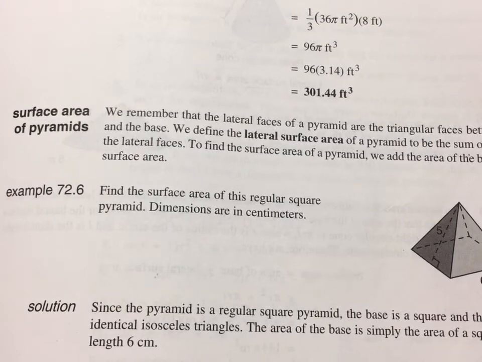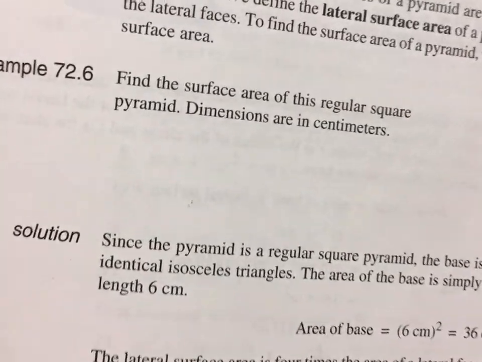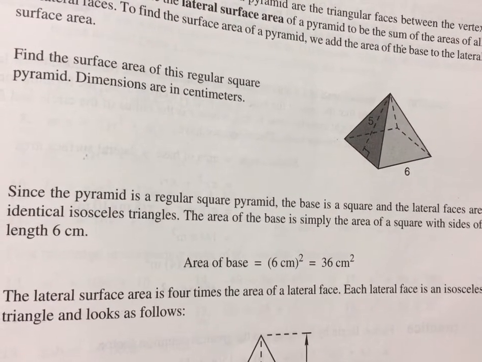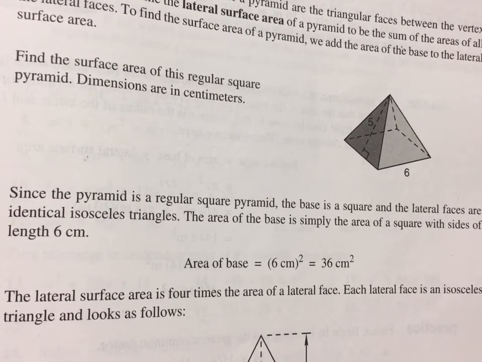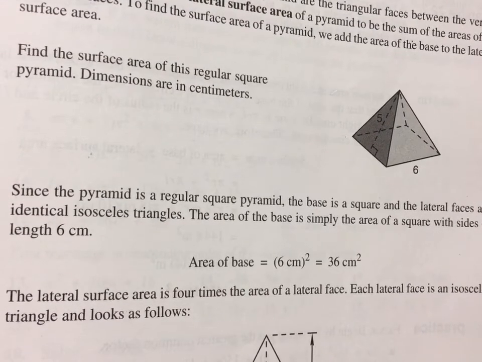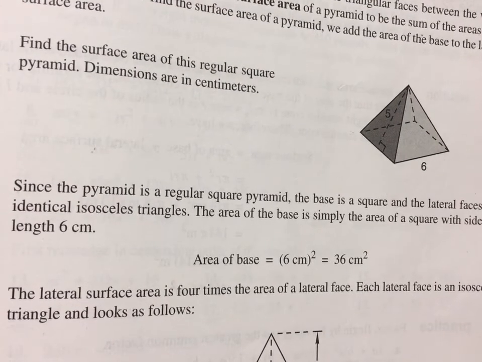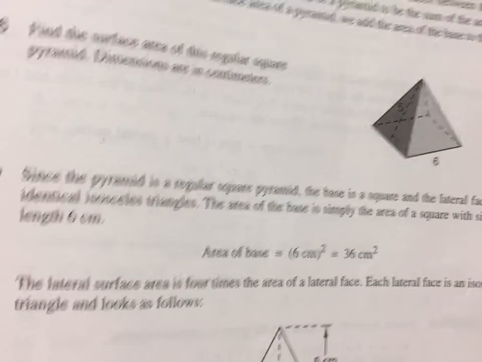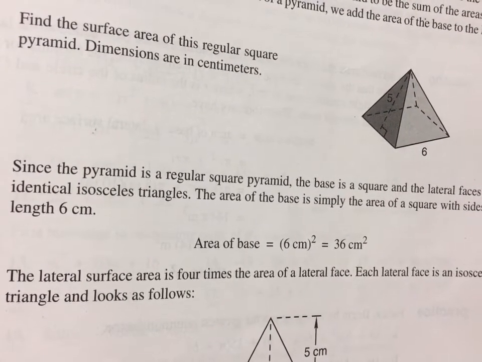Okay, so let's look here at their solution. So here it says, since the pyramid is a regular square pyramid, the base is a square and the lateral faces are identical isosceles triangles. The area of the base is simply the area of a square. Remember, square is side times side. So the area of the base is 6 centimeters times 6 centimeters, or 36 centimeters squared. The lateral surface area is 4 times the area of one lateral face.